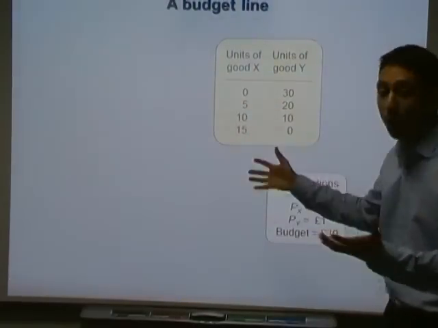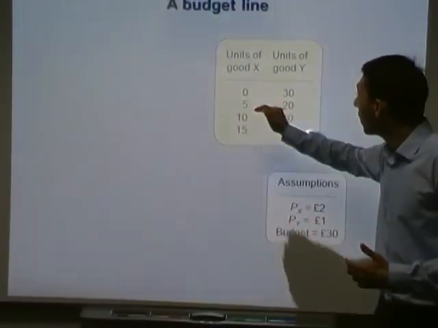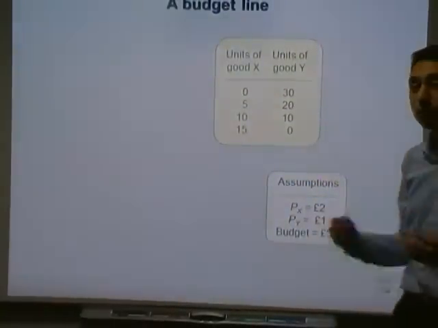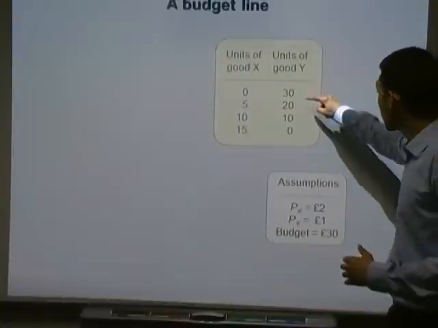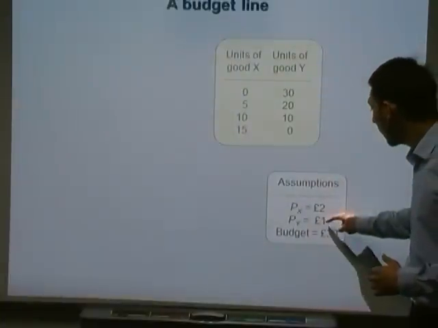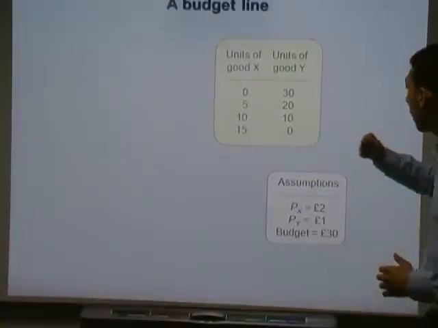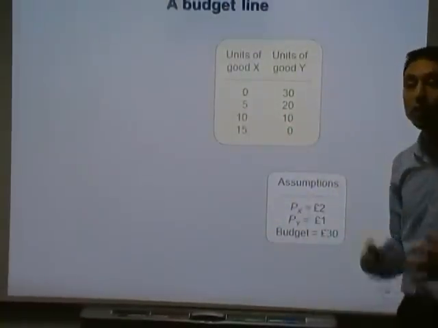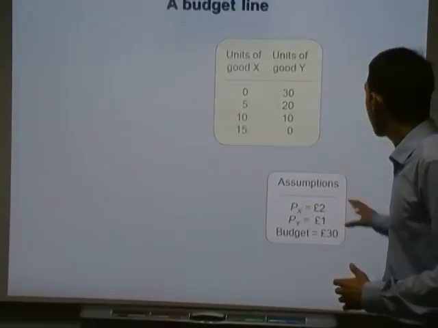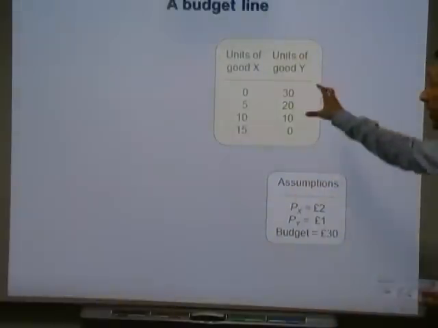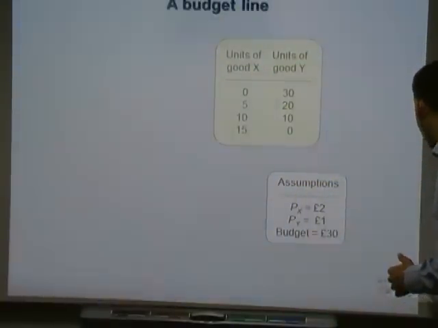If you have other combinations, of course. If you have 5 units of good X, then 5 multiplied by 2, you will have to spend 10 pounds on that, and 20 pounds you will spend on 20 units of Y. So 20 plus 10, you will spend 30 pounds. Okay. So if you are spending all your money, these will be the combinations. These are a few of the combinations.